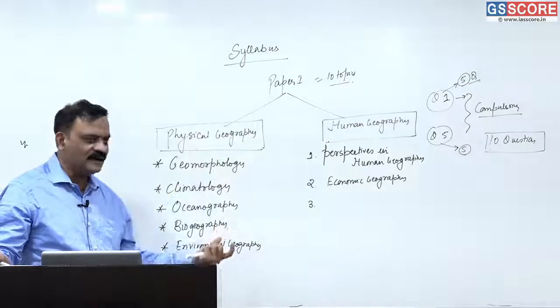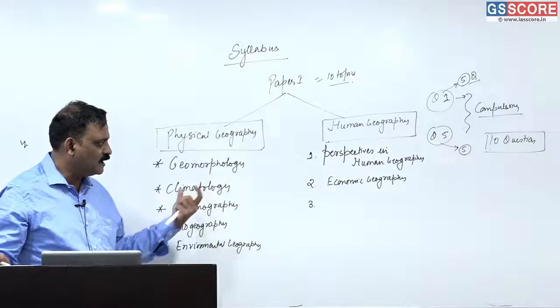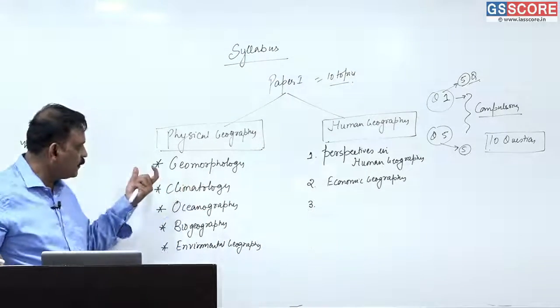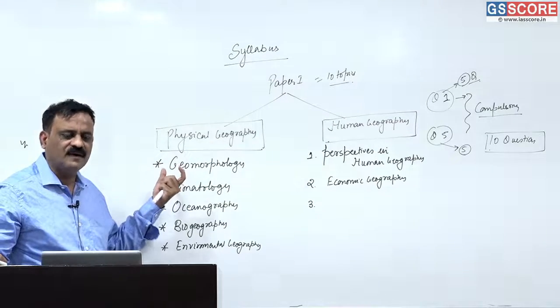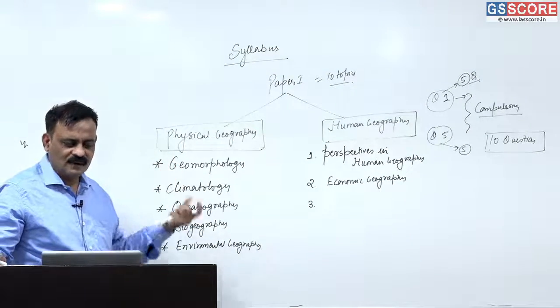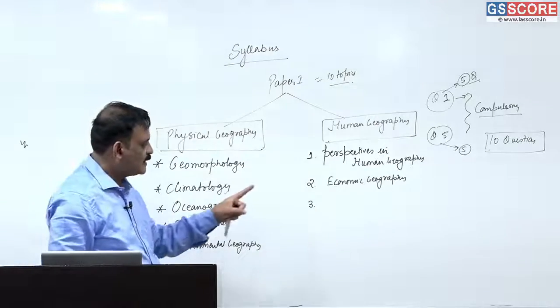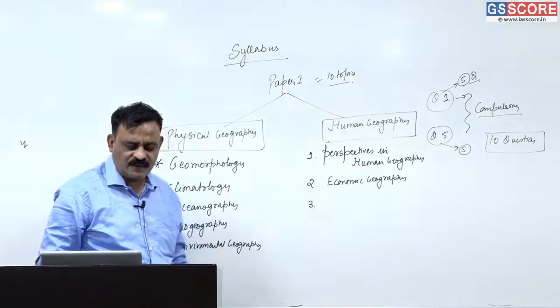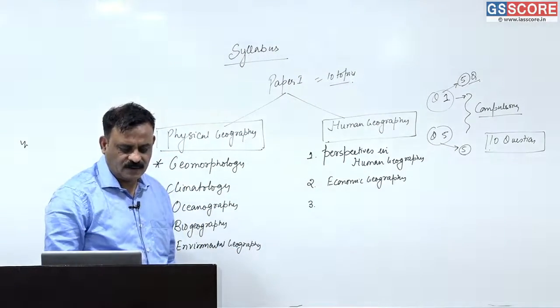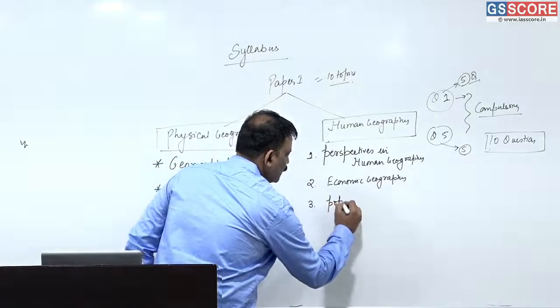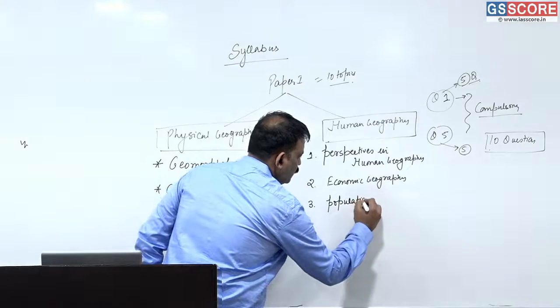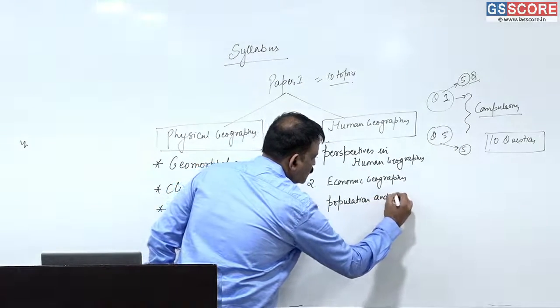So let's have a complete list of the topics mentioned in your syllabus, and then we will pick each and every topic and do a micro listing of what you need to study as per the syllabus. So this is economic geography, and the third topic you are going to find is population and settlement geography.